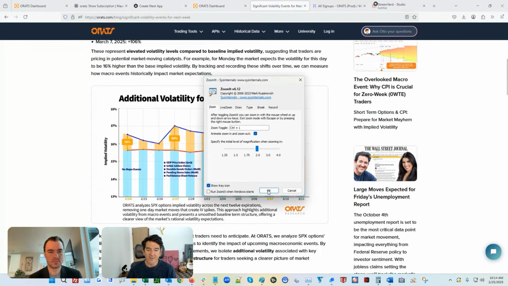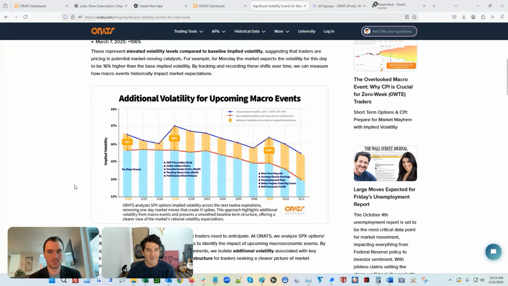So yeah, I'd like to talk about this chart right here. This is what we see. This is the actual volatility here, right? Can we maybe zoom in a little bit, Matt, on that picture? Yeah. Let me try to do that.